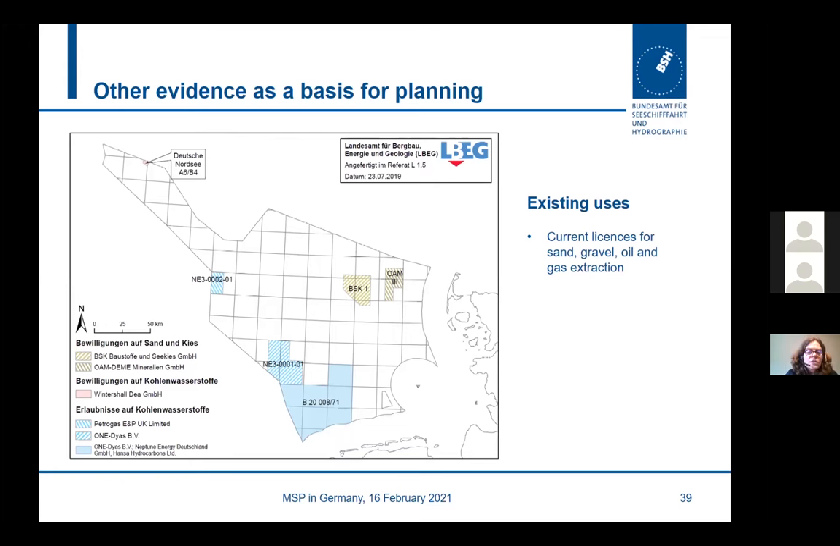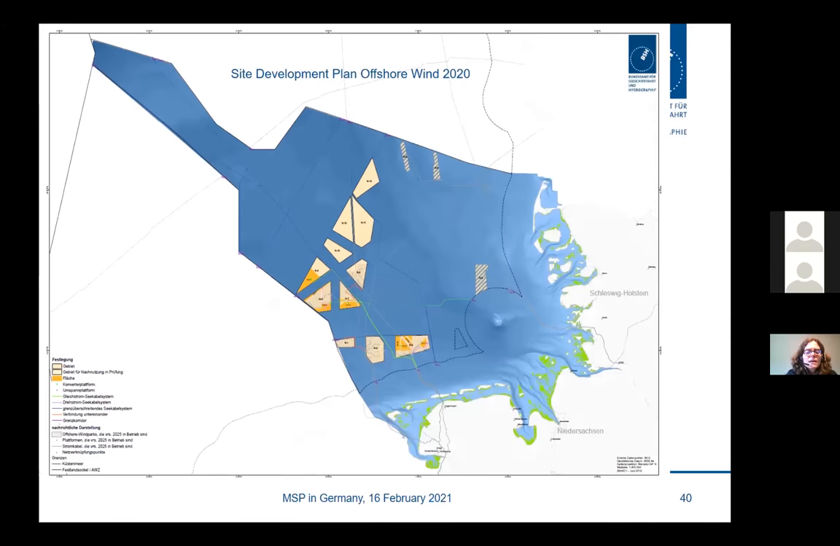Other evidence comes into play as a basis for planning. So here is the example of existing licenses for sand extraction, for gravel extraction. There's also oil and gas extraction. So that is information that's collected from other authorities, also from research institutes. Next slide, please. It's all brought together.